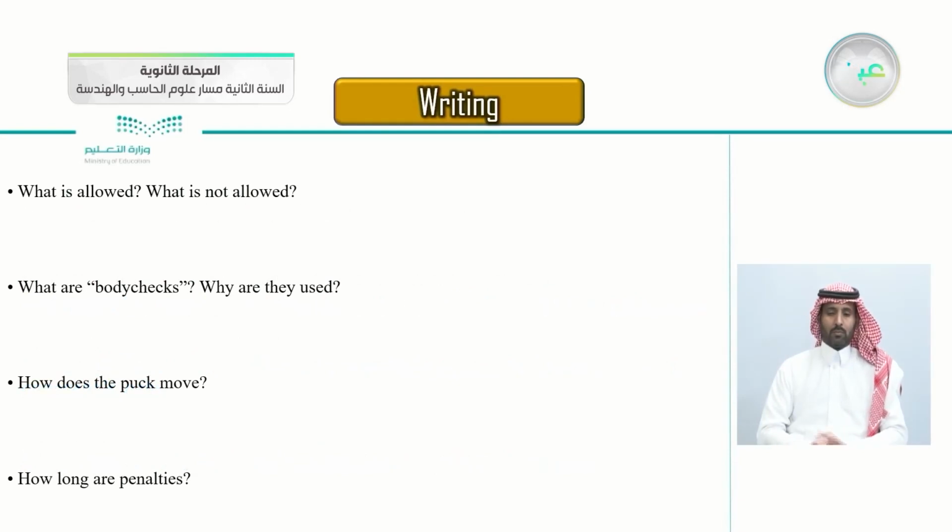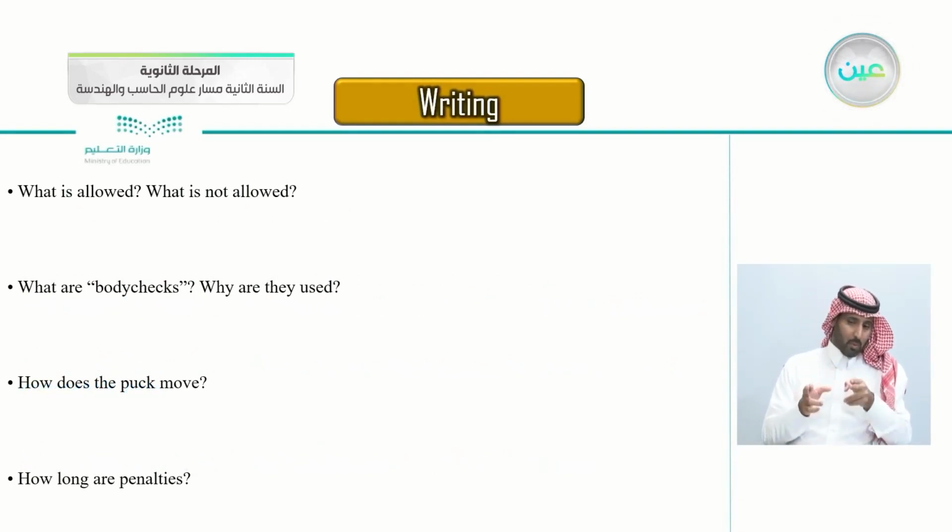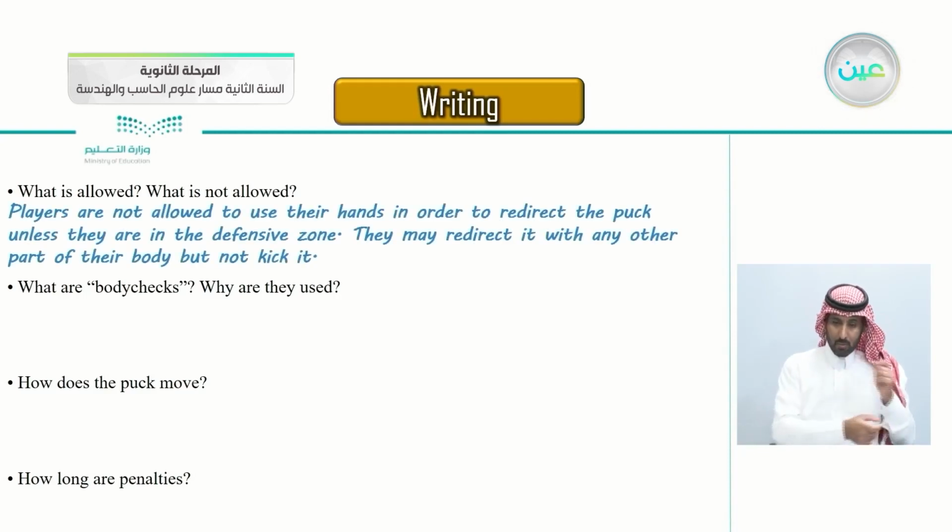Next question, what is allowed and what is not allowed? So these are the rules here. So the correct answer: players are not allowed to use their hands in order to redirect the puck unless they are in the defensive zone. So you don't use your hands, it's not allowed unless you are in the defensive zone. They may redirect it with any other part of their body, but not kick it.